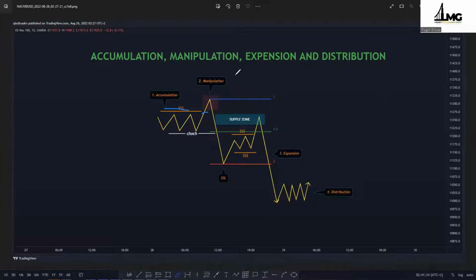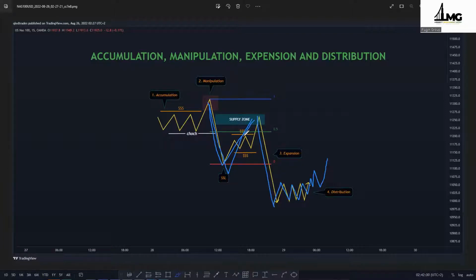So as you can see, we have accumulation, and then manipulation. After manipulation, we have an OTE, which is a bit of a pullback into the previous swing. Then we've got the expansion of the day, and after expanding, we have distribution, where price consolidates or pulls back within the expansion phase. This is a very useful pattern that you're gonna see play out in a day.